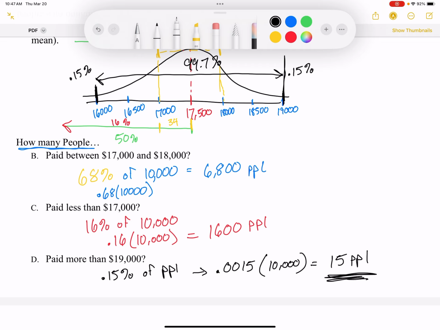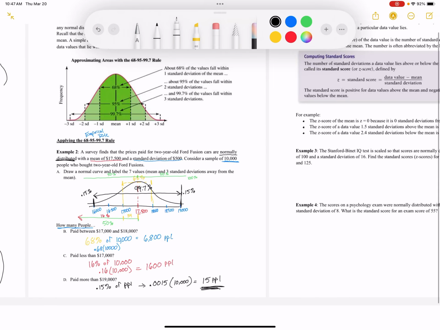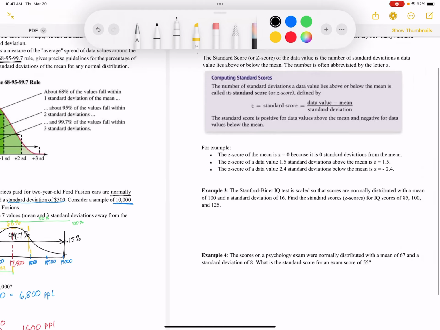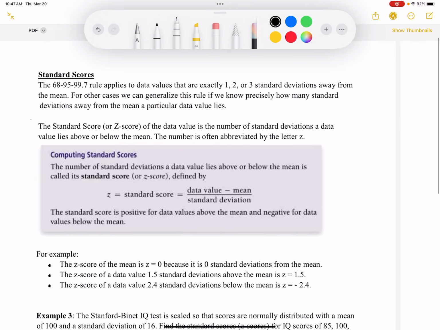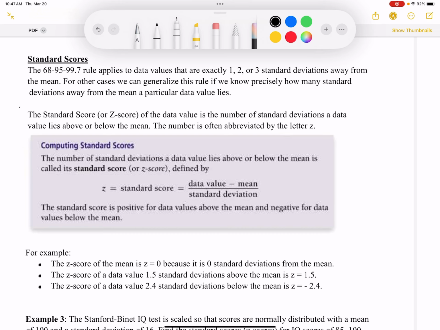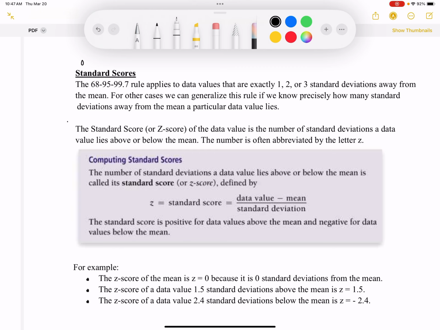All right. Hopefully that makes some good sense to you. I feel like that follows what we did in class today, but now we're going to move a little bit further on. So now we're going to start talking about what's called Z-scores or standard scores.